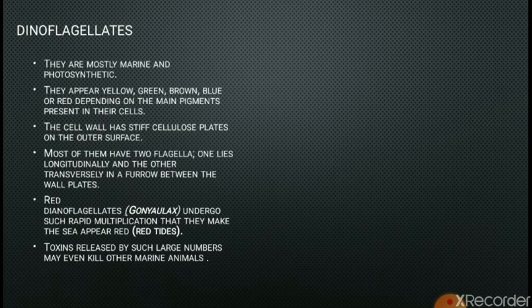The next category is dinoflagellates. They are mostly marine and photosynthetic. They appear yellow, green, brown, blue or red depending on the main pigment present in their cells. The cell wall has stiff cellulose plates on the outer surface. Most of them have two flagella. One lies longitudinally and the other transversely in a furrow between the wall plates.